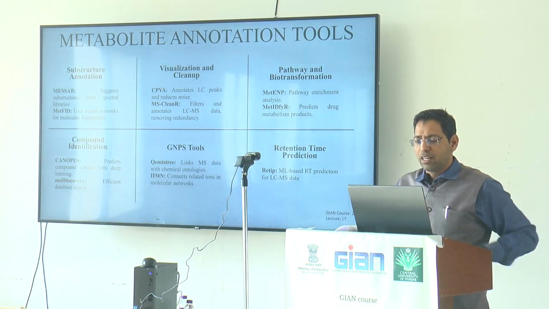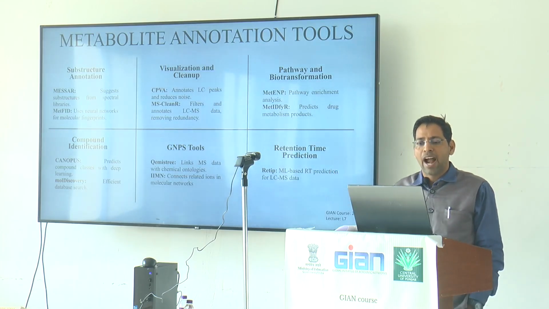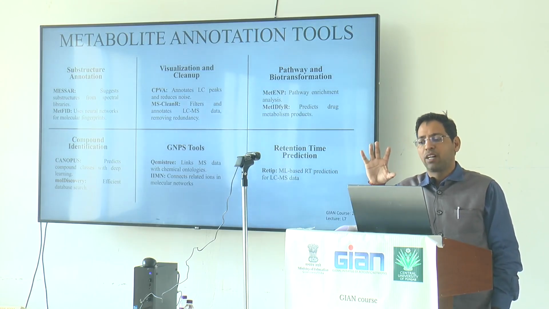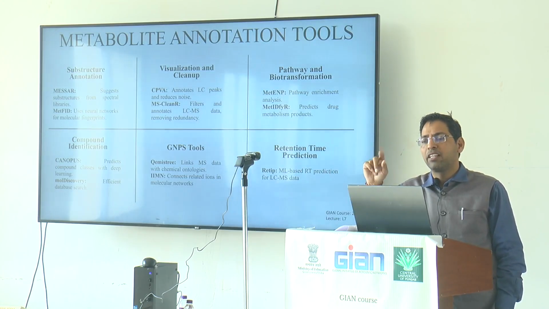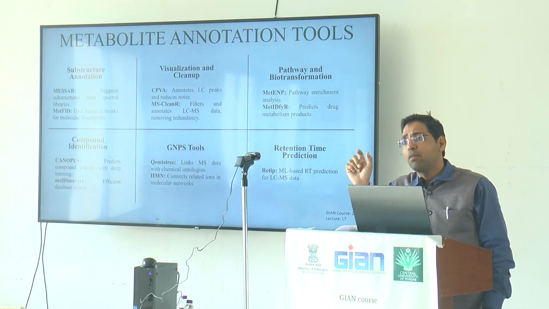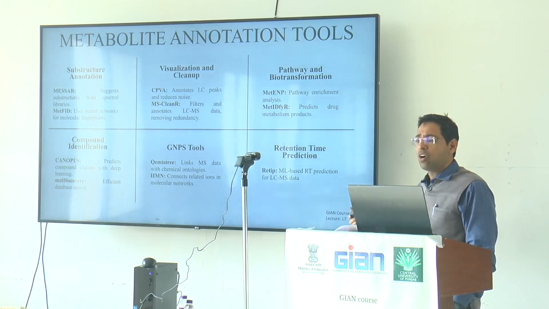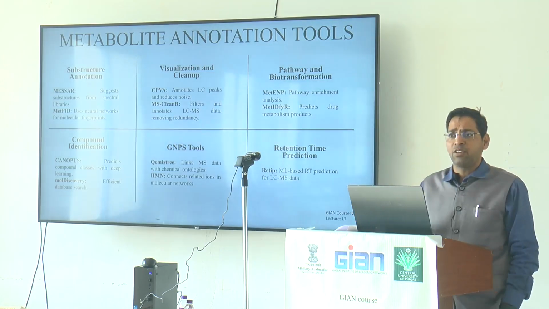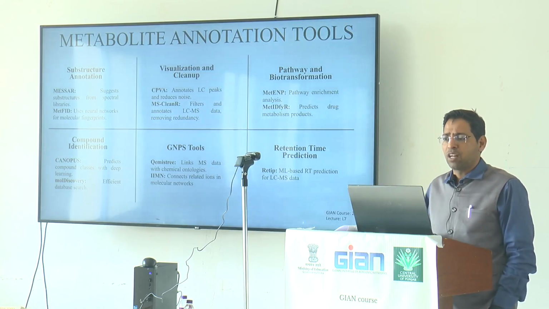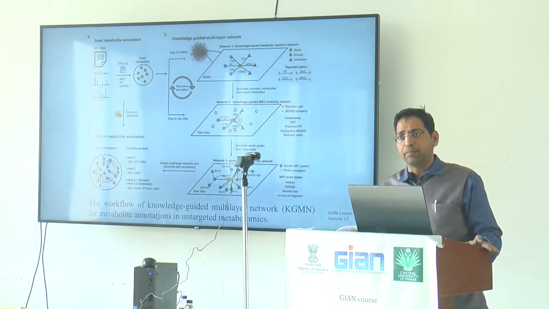The GNPS tool is the chemistry that links MS data with the chemical ontology. And IIMN connects related ions in the molecular network. And retention time prediction is a machine learning program that can predict the retention time of particular metabolites for LCMS databases. So these 6 different windows represent the different annotation tools, and every window represents a particular figure of your work also. So that's why these are the annotation tools. This is just an illustration.